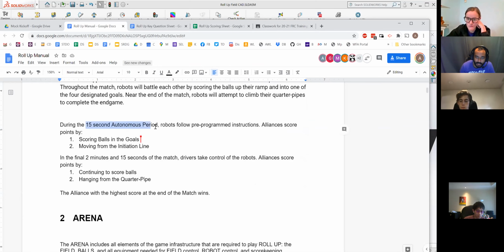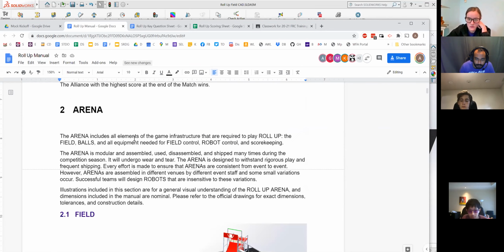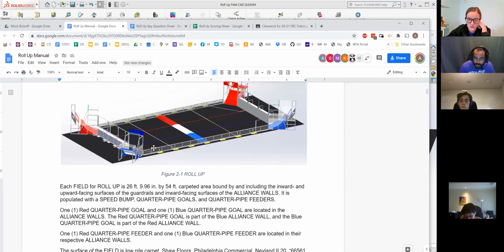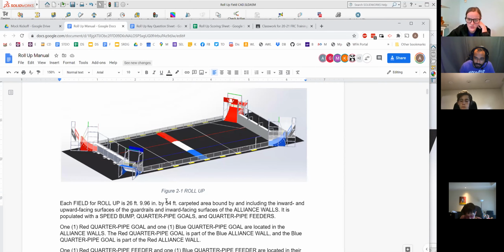Autonomous is 15 seconds, and the driver control is 2 minutes and 15 seconds, like normal. Arena is the same size as normal. It's basically 27 by 54. It's a little bit narrower than that, but that's pretty standard even in normal games. So if you've seen an FRC field before, it's basically that same size that you can think about in your head, other than we have these corner cutouts that definitely add some playable room too, right? Because the robots can drive up into their ramps and things.